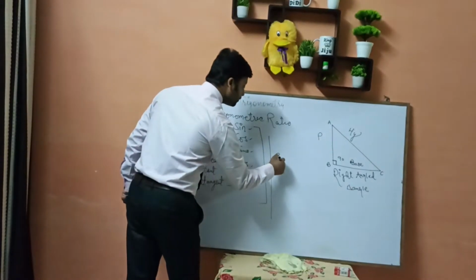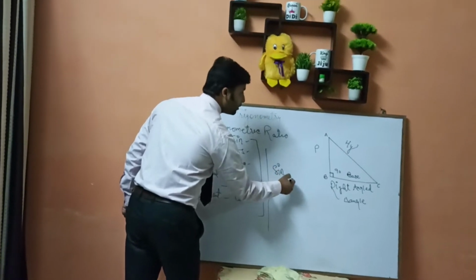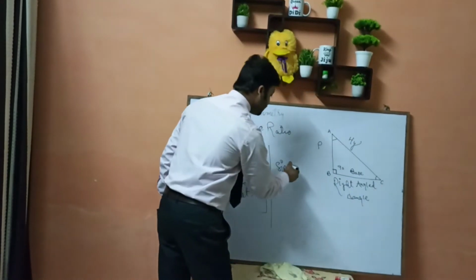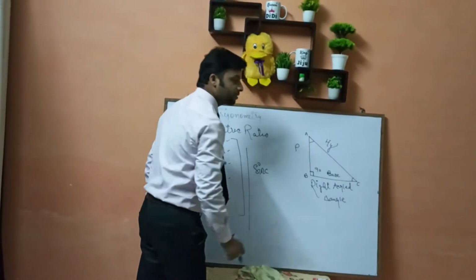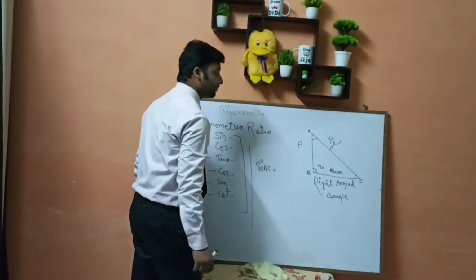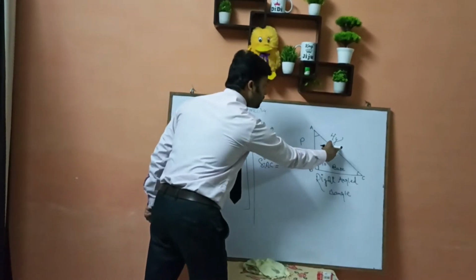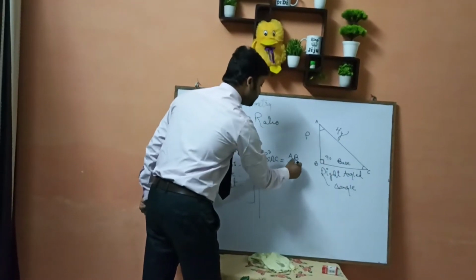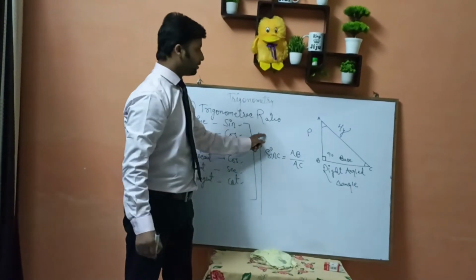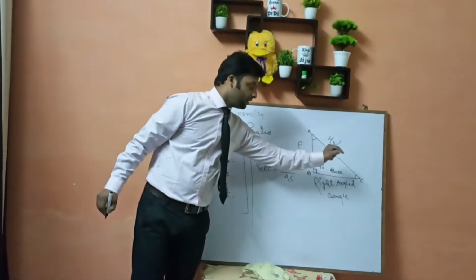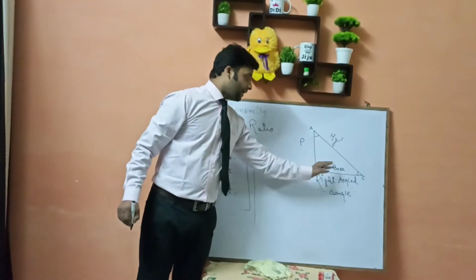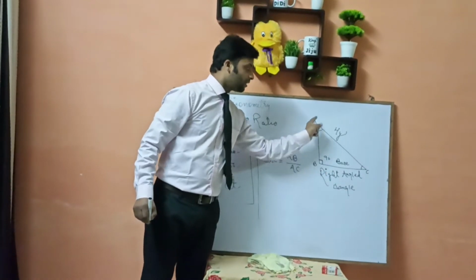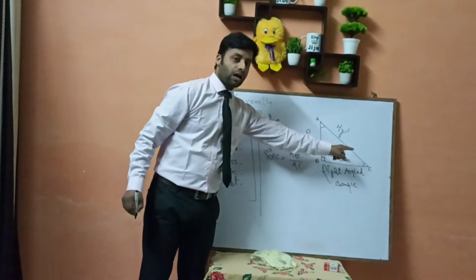First one is sine. If we take the angle C, which has the base BC, then sin C will be equal to the perpendicular upon the hypotenuse. So we have the perpendicular AB and the hypotenuse is AC. That means the sine value of angle C is equal to the perpendicular side upon the side in front of it, that is known as the hypotenuse.